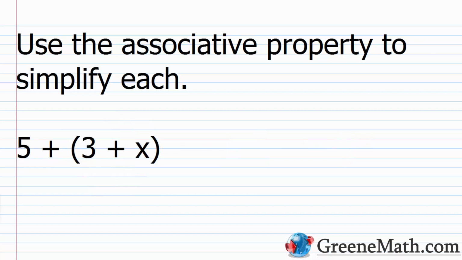All right, for the next problem, we want to use the associative property to simplify each. So we have 5 plus the quantity 3 plus x. So the idea here is that I can add 5 and 3, but I can't add x to any of these numbers, right? It's not going to combine. They're not really like terms. So I can switch the parentheses here and put the parentheses around 5 plus 3 and then plus x. I can now combine 5 and 3. 5 plus 3 is 8. So I can write this as 8 plus x, or we can just switch that around and put x plus 8.